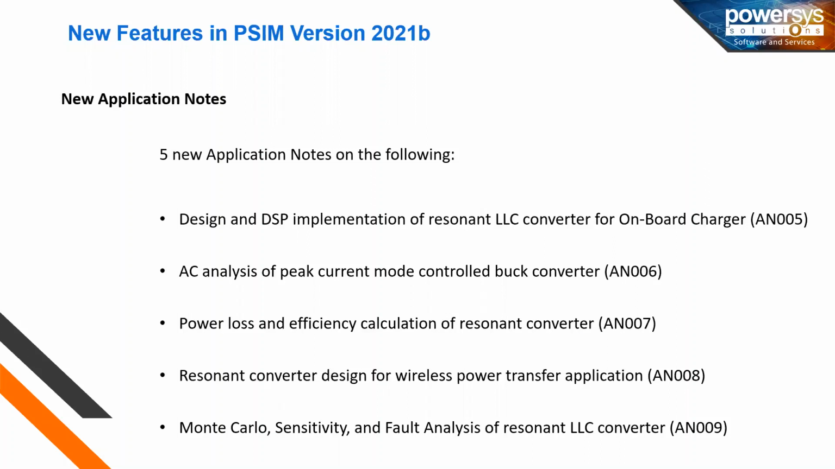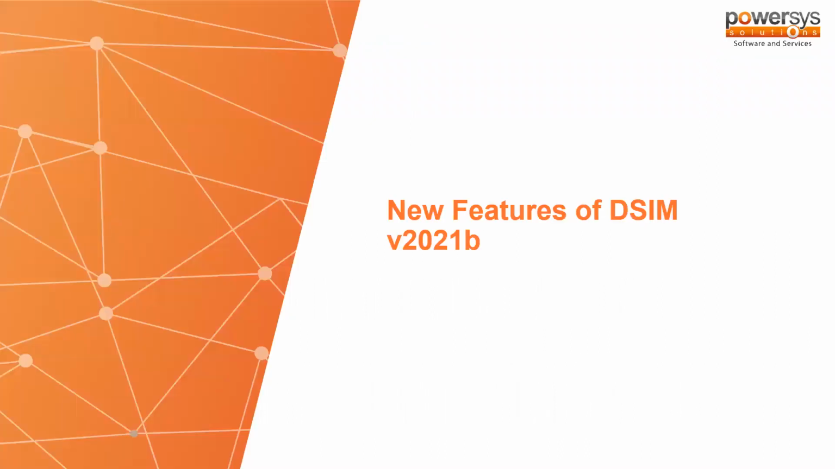You can also check the power loss and efficiency calculation of any resonant converters, but it can be applied to any power converters in general, and how to use the LLC design suite for wireless power transfer application, and how to use Monte Carlo sensitivity and fault for LLC converters as well. So these are the news. And it could be very useful if you install this version, it will be directly available for you.